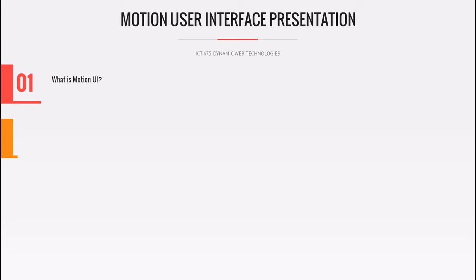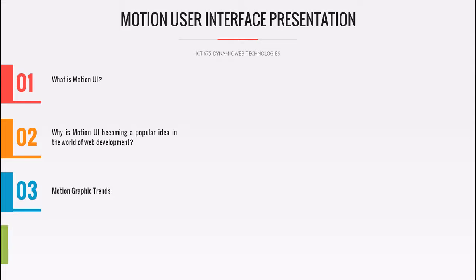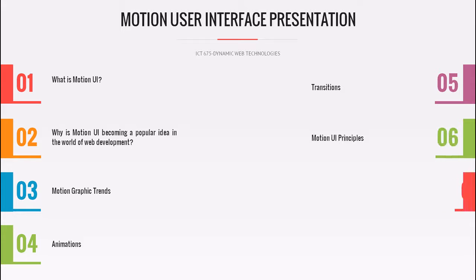My presentation will focus on a number of components. First, we will look at what Motion User Interfaces are. Number two, we'll look at why they are popular. Number three, looking at the motion graphic trends. Number four, looking at animations. Number five, looking at transitions. Number six, looking at principles. Number seven, looking at the disadvantages. And number eight, looking at the future of motion user interfaces.